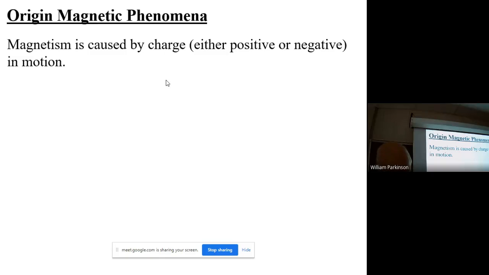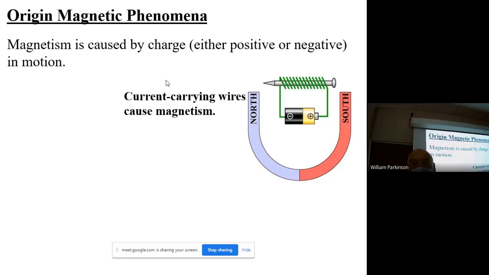Okay, so magnets can be caused by charge moving. It doesn't matter if it's positive or negative. What will matter is the kind of pole you're making, like I said. Now, another thing that we can note is that if you have a current carrying wire, current is charge in motion. So anytime you have a current, you're making a magnet.